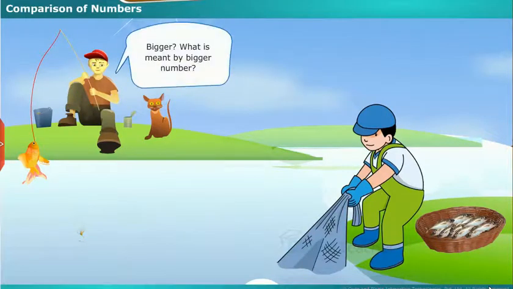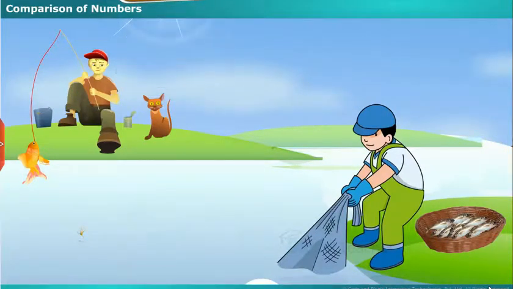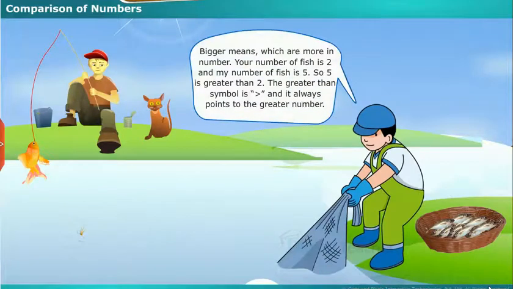Bigger? What is meant by bigger number? Bigger means which are more in number. Your number of fish is 2 and my number of fish is 5. So 5 is greater than 2. The greater than symbol is, and it always points to the greater number.